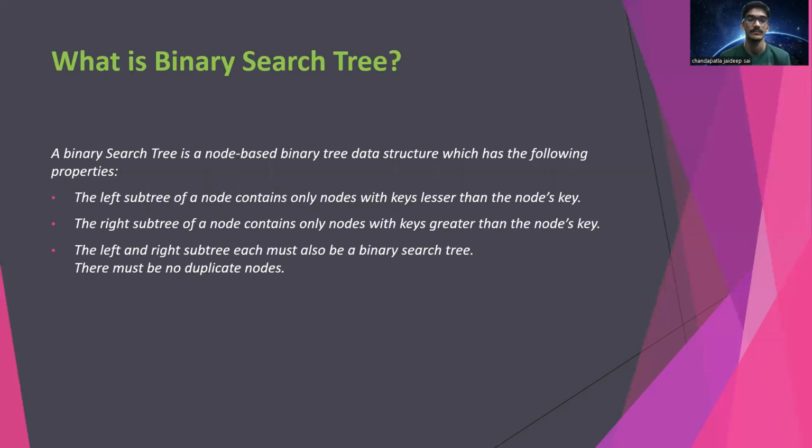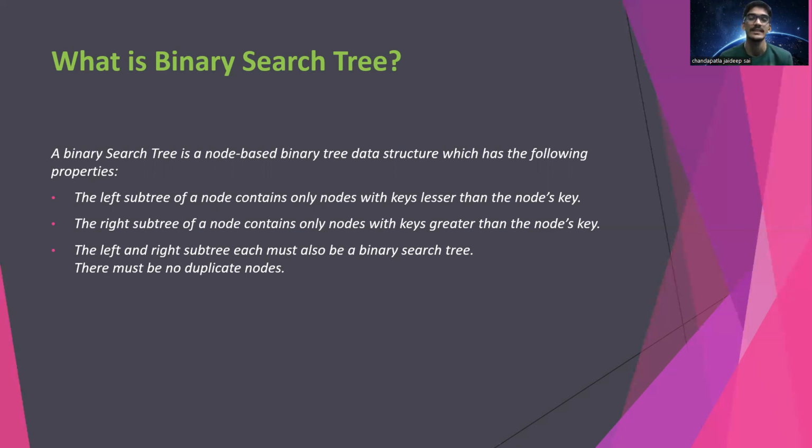What is a binary search tree? A binary search tree is a node-based binary tree data structure which has the following properties. The left subtree of a node contains only nodes with keys lesser than the node's key. The right subtree of a node contains only nodes with keys greater than the node's key. The left and right subtrees each must also be a binary search tree. There must be no duplicate nodes. So these are the rules for a binary search tree to exist.